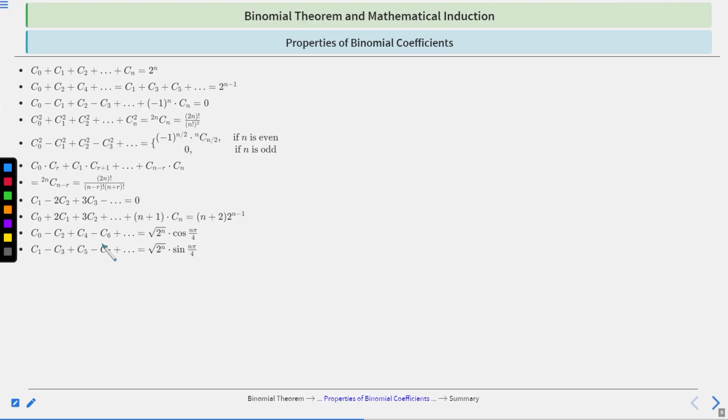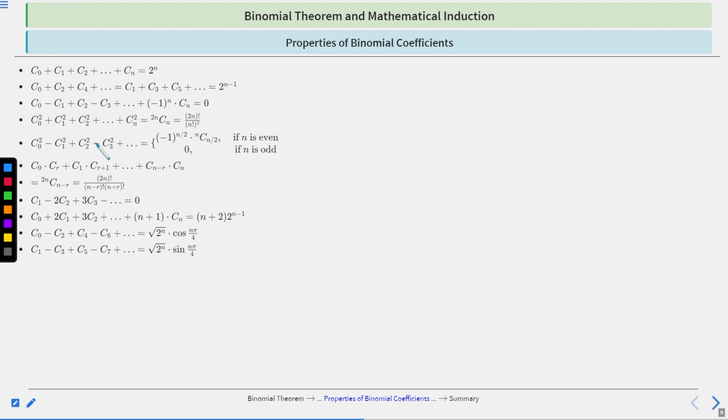Now, let's discuss some more properties of binomial coefficients. C0 plus C1 plus C2 till Cn is basically 2 to the power n. C0 plus C2 plus C4, that is the sum of even coefficients, is equal to the sum of odd coefficients, that is C1 plus C3 plus C5, and will be equal to 2 to the power (n minus 1). Now, C0 minus C1 plus C2 minus C3, where plus and minus signs alternate, up to (minus 1)^n Cn is equal to 0. Also, C0 squared plus C1 squared plus C2 squared till Cn squared is basically 2nCn, which is equal to (2n)! upon (n!) squared.